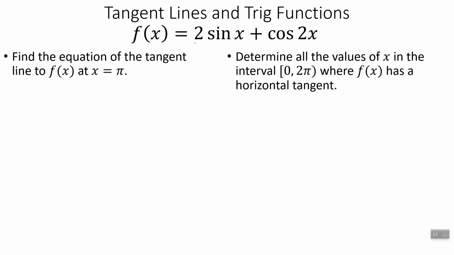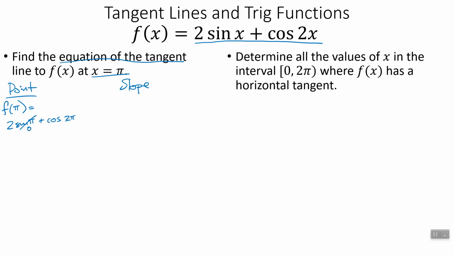So here's our function, 2 sine of x plus cosine of 2x, and we want to find the equation of the tangent line at x equals pi. So we need a point and we need a slope. To find the point, we plug into f, the original function. So f of pi is 2 times sine of pi plus cosine of 2 times pi. Sine of pi is 0. Cosine of 2 pi is 1. So we get 2 times 0 plus 1, which is just 1. So our point is (pi, 1).